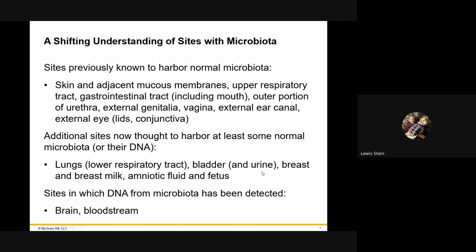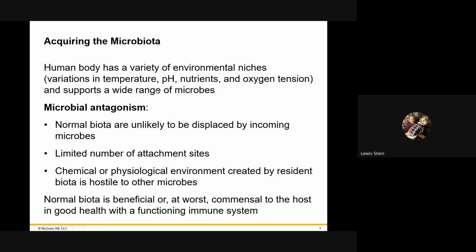Bladder and urine, I can account for that. I can tell you about that. Breast and breast milk was surprising. Amniotic fluid in and around the fetus itself. Okay. DNA has been detected even in there, has somehow been destroyed, and some of the DNA has escaped. It's shocking.